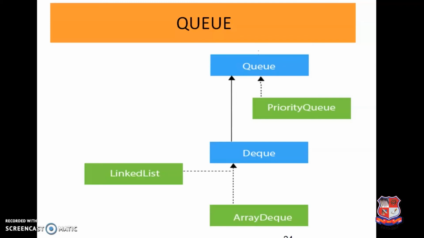You will be aware about Deque, that in a Deque you will be able to insert and remove elements from both ends. So Deque is realized by LinkedList and ArrayDeque, and PriorityQueue realizes the queue interface. So three classes you can use for queue implementation: LinkedList, ArrayDeque, and PriorityQueue.